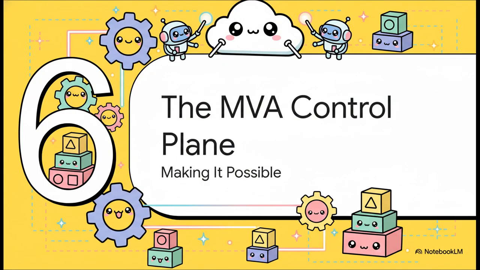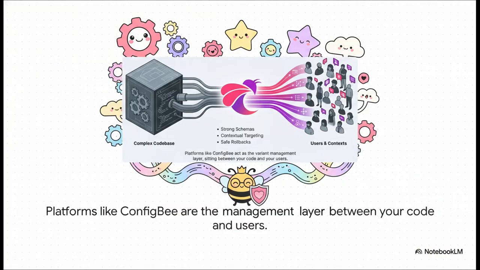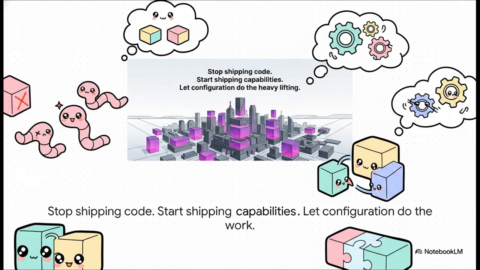Now, of course, once you empower everyone to drive the car, you need a safe and reliable dashboard to manage everything. Managing all these different configurations at scale requires a whole new class of tool, a dedicated control plane designed for this exact purpose. And this is exactly where a platform like ConfigBee fits in. It acts as the brain, the variant management layer that sits between your complex codebase and all your users. It handles all the contextual targeting, it makes sure your configurations are valid, and it gives you safe, instant rollbacks if anything goes wrong.